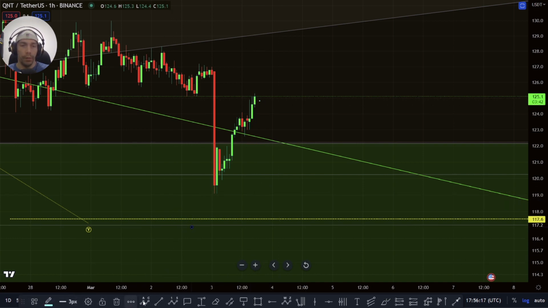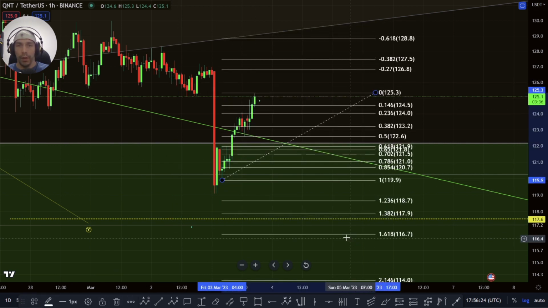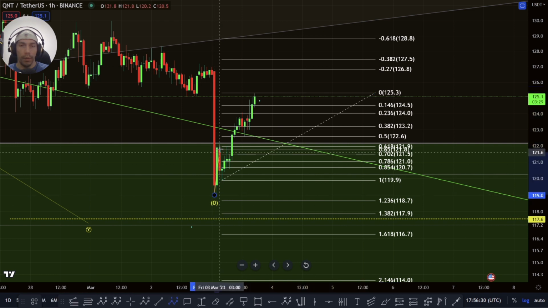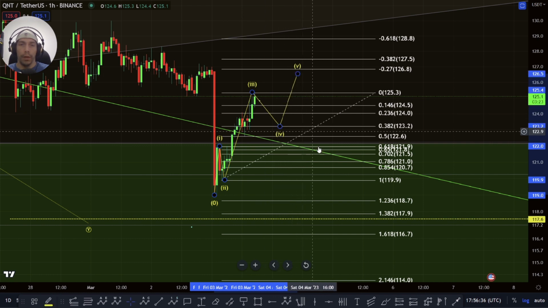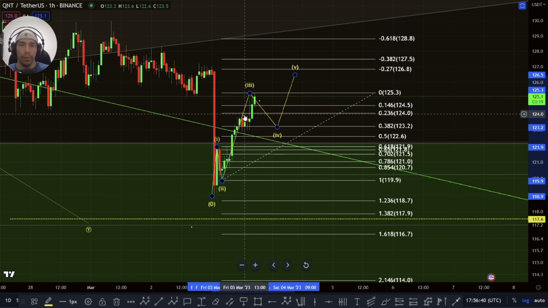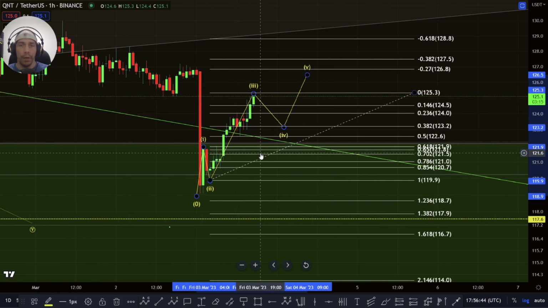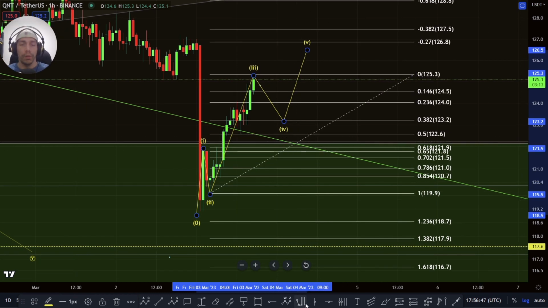If we are looking for that possibility, I would be looking for a retracement back down towards this 122.6 to 123.02. That would be looking at this potentially as a 1, 2. This would all be a third wave, a fourth, and then a fifth wave up. We can argue this could have potentially been here already, but I'd say it would still need to play out.